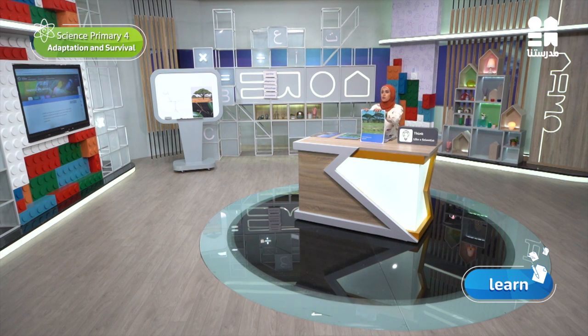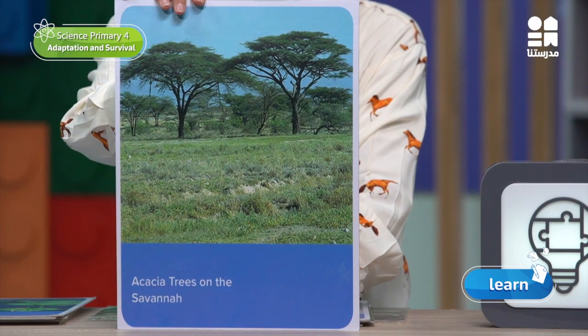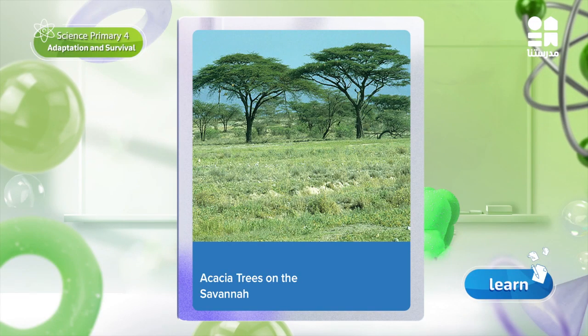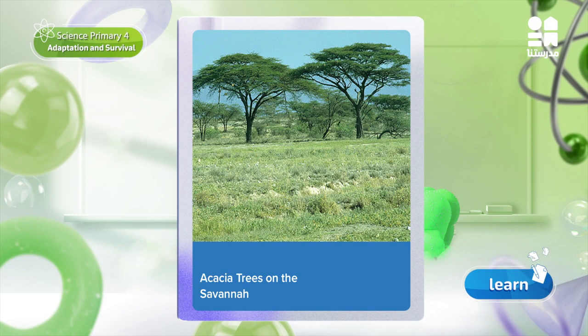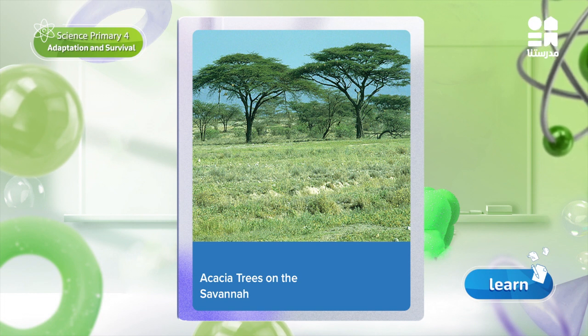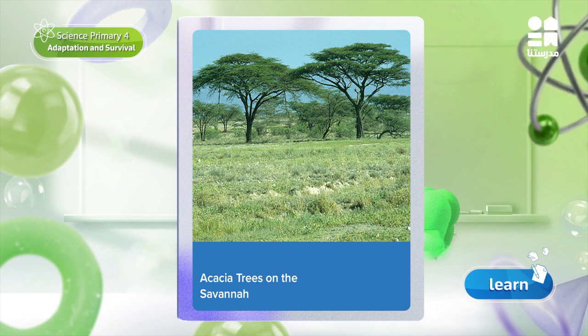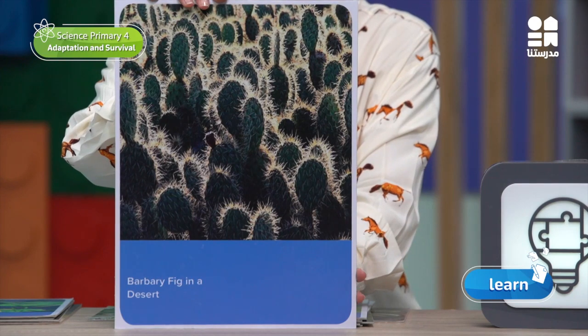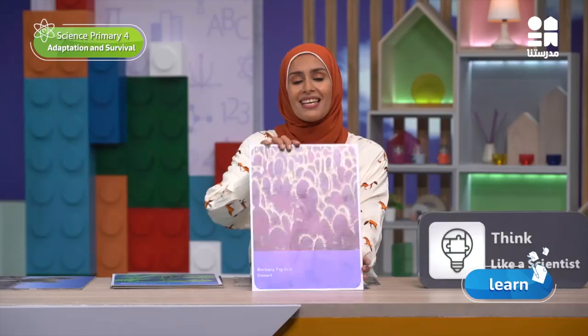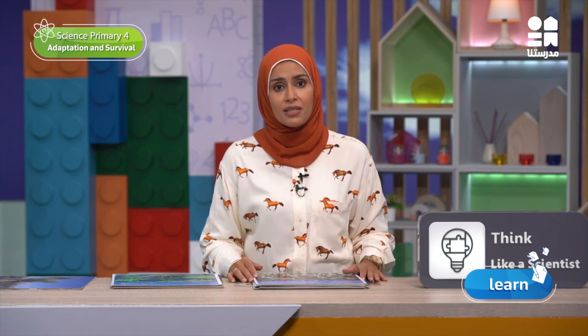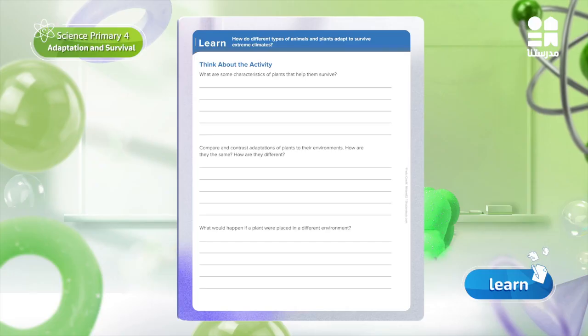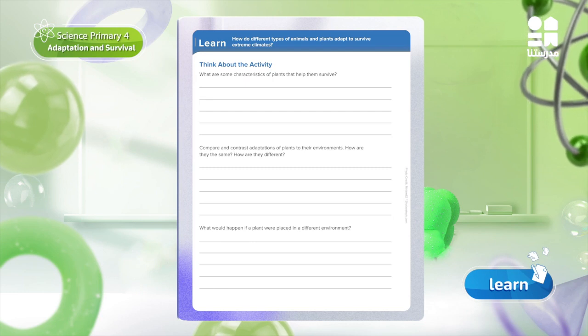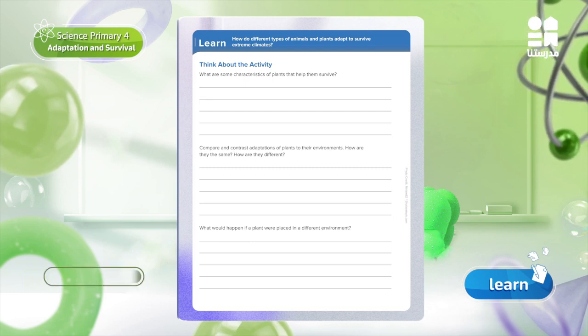The acacia tree is for sure easy for you, as you analyzed and recorded your observations on its structural adaptation in the Analyze Like a Scientist activity. Students observed about the barberry fig that its spines make it hard for animals to eat. Let's now discuss the questions on page 18 under Think about the activity. I'll give you time to think and then we'll share my students' answers.